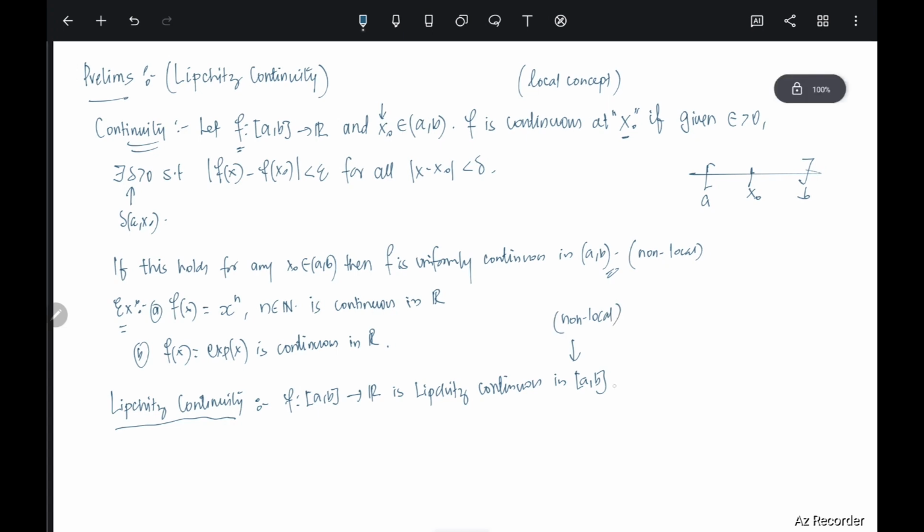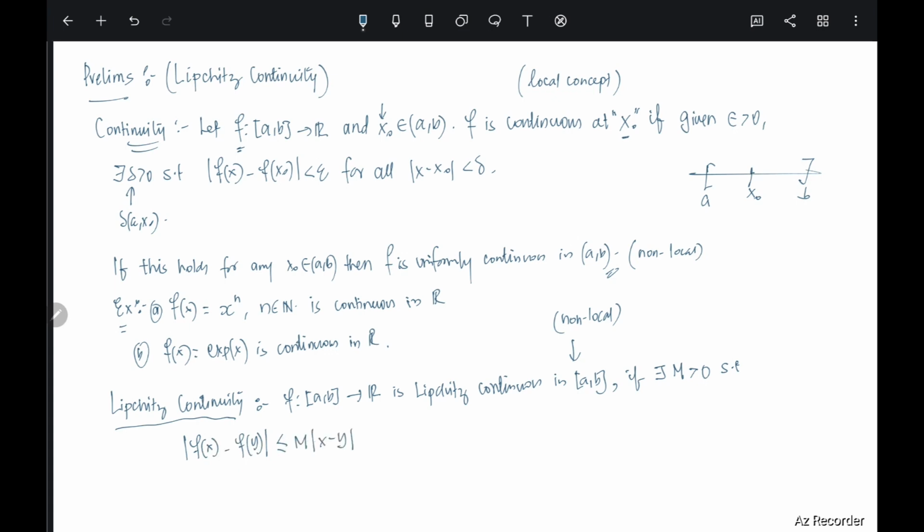So f is Lipschitz continuous in an interval AB if there exists m. Of course, m depends on the interval AB, but it does not depend on any point. So there is a real number m greater than 0 such that whatever f(x) minus f(y) you choose, it does not matter what x and y you choose, you can always make it less than or equal to m times |x minus y|, right?